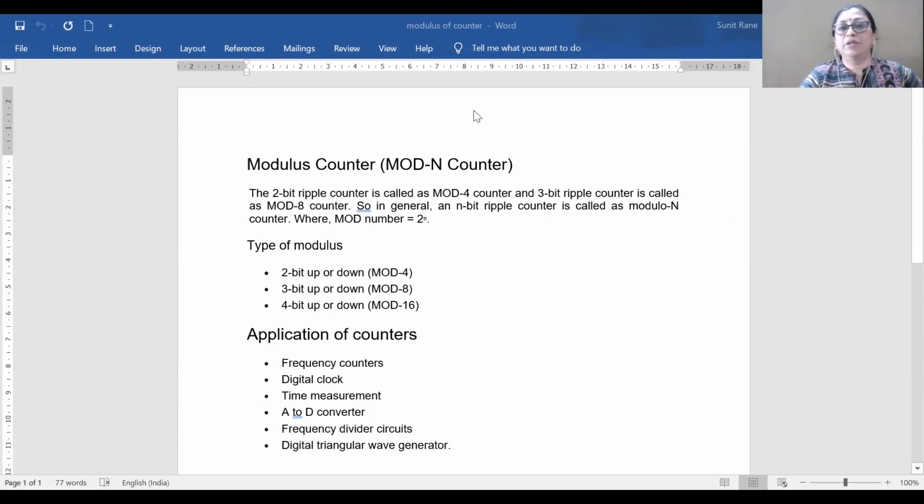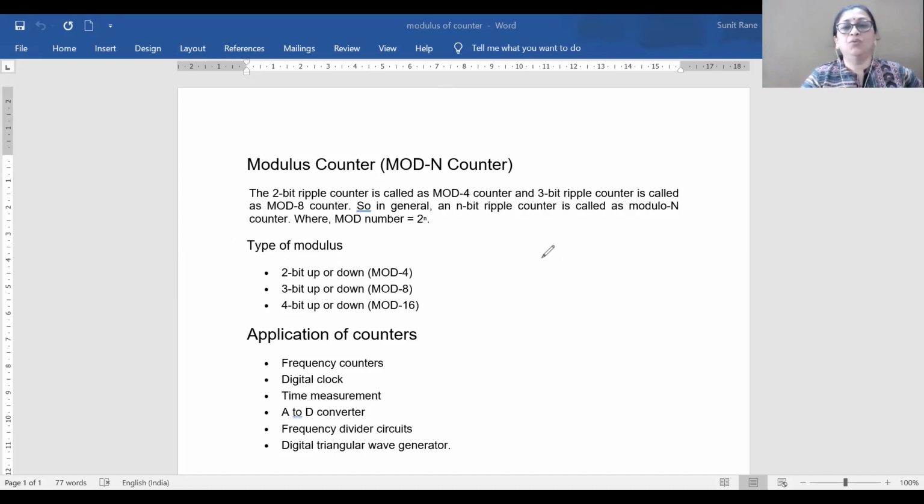Now the last point of this chapter we'll be discussing is called the modulus of a counter. The modulus of a counter indicates the number of states that it can count. So a mod n counter can count n number of steps. This is a very simple concept.